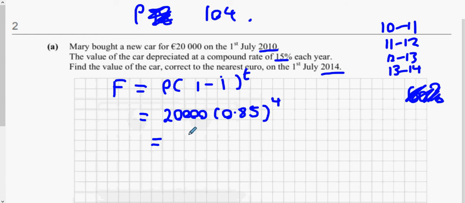I think it's going to be around the 8 or 9,000 region, or 10. So 9,440. Alright, awesome. Everybody cool with that? Alright, let's move on.